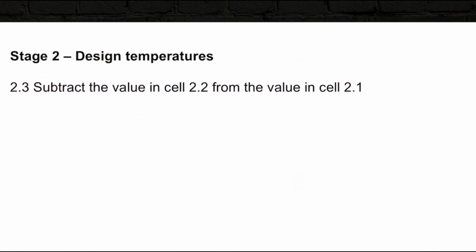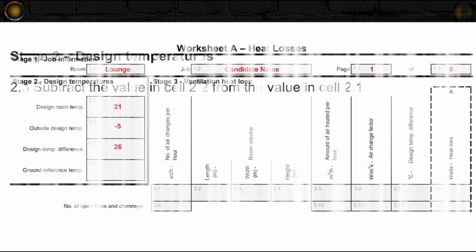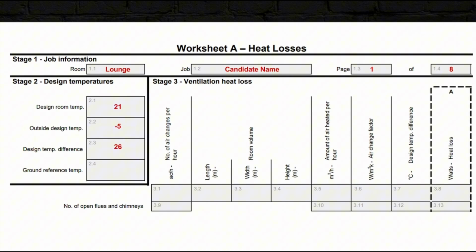Box 2.3 is then the differential between those two values, i.e. our delta T between the design indoor and the design outdoor temperature. So that would be 26 degrees. How many degrees do we need to raise from -5 to 21?